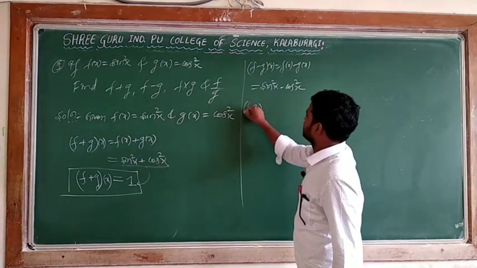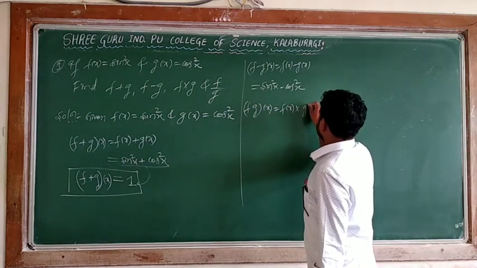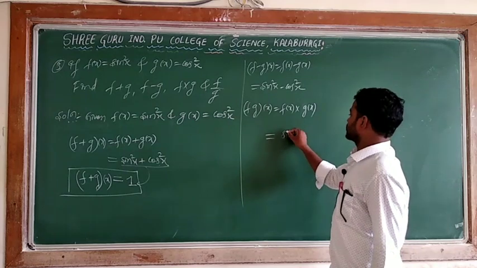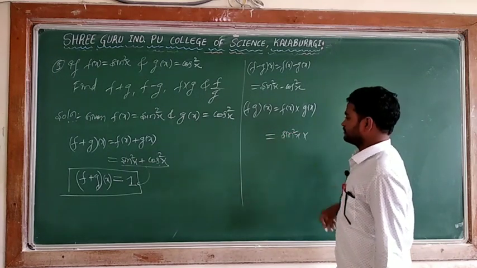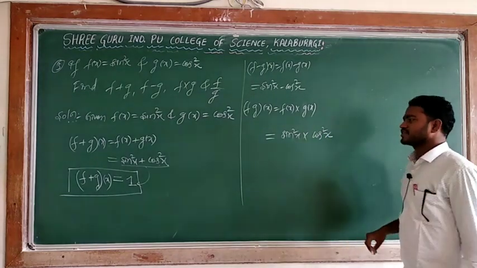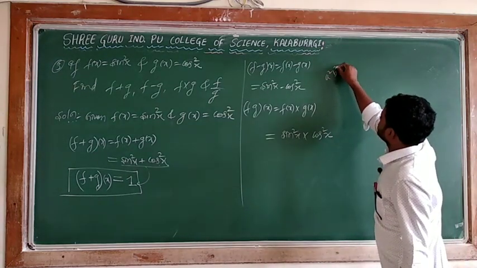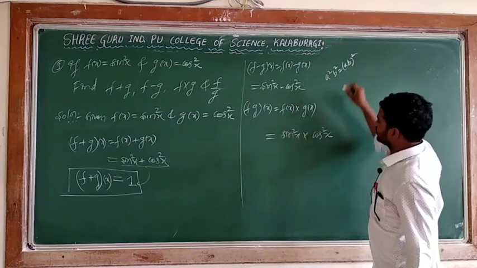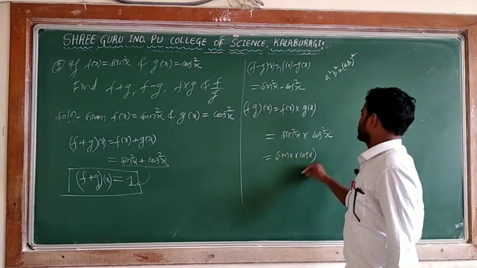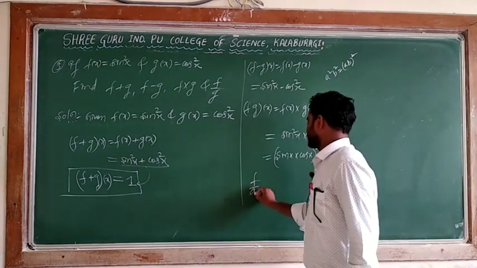F into g of x. You can write f of x into g of x. What is f of x? F of x is sin square x into cos square x. Sin square x into cos square x you can write. Or else if you have a square into b square you can write (ab) whole square. No problem. Like you can write (sin x into cos x) whole square. So that's simple. It is not necessary, but you can write it.